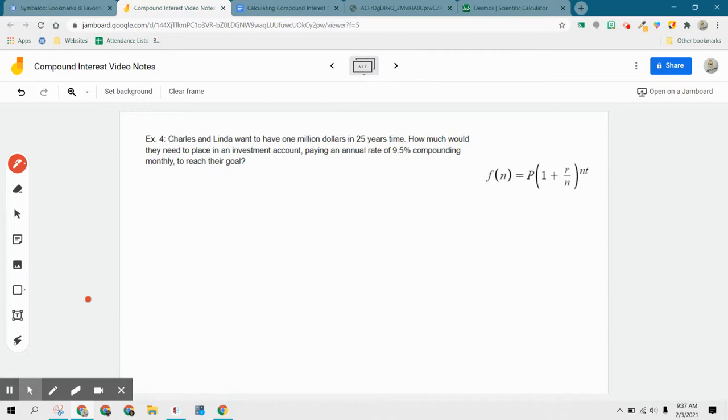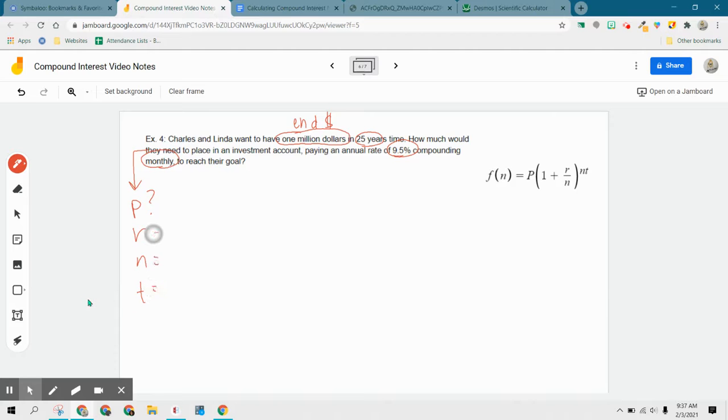I think we have 2 left. Charles and Linda want to have $1 million in 25 years' time. Okay, so this is not what they're depositing. This is what they want to have. This is what they want their end amount to be. We've got our time as 25 years. How much would they need to place in an investment account? That means, what is the principal? We are calculating the principal. We do not know the initial investment. Here's our annual rate, compounding monthly.